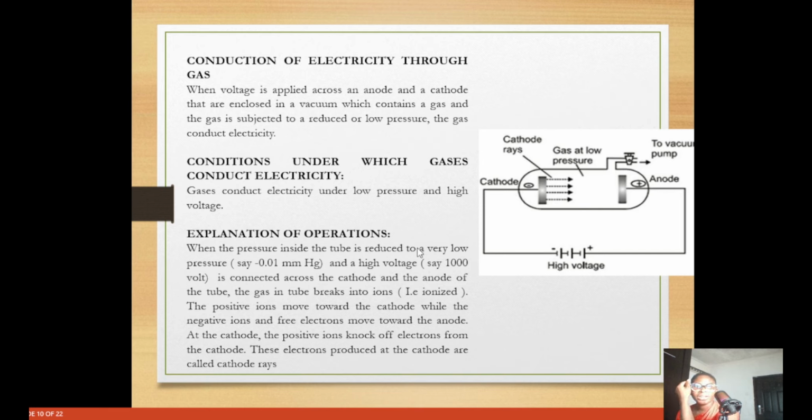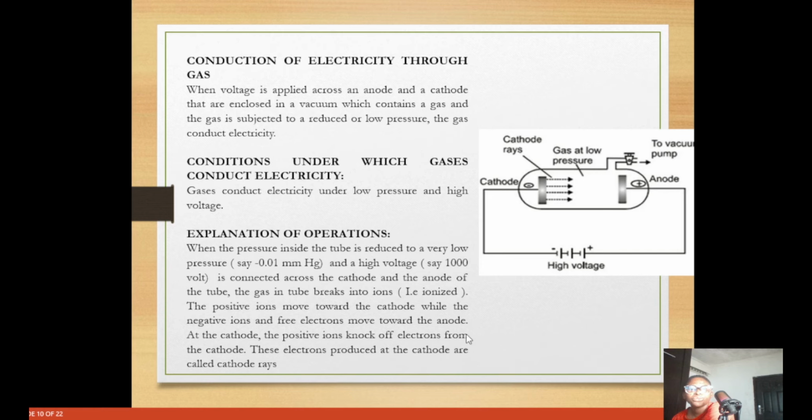Explanation: when the pressure inside the tube is reduced, and a high voltage, like 1000 volts, is connected across the cathode and the anode of the tube, the gas in the tube breaks into ions. That's the only time when the gas will break into ions, and it becomes ionized. And you know that ions are what allow electricity to be conducted. The positive ions move towards the cathode because the cathode is negatively charged, while the negative ions and free electrons move towards the anode. At the cathode, the positive ions knock off electrons from the cathode.